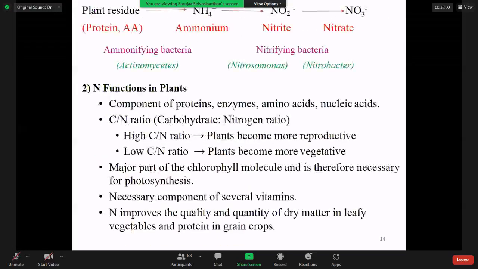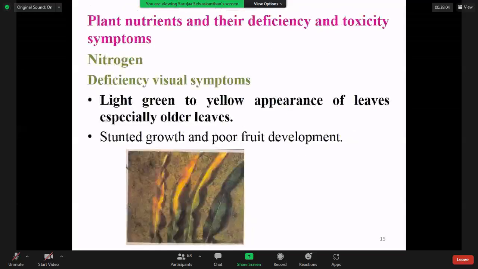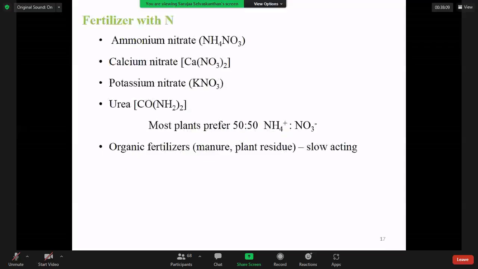Up to this point, what nutrient did we study? Nitrogen. What are the functions of nitrogen, the deficiency symptoms, the toxicity symptoms, and how can you overcome these problems?